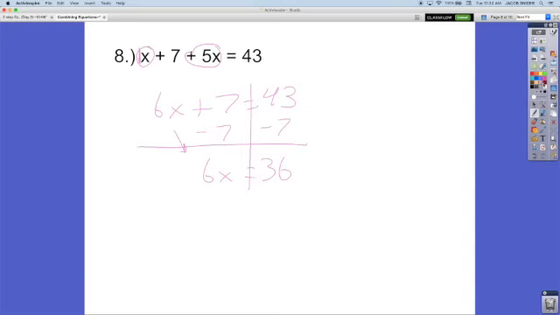You'll see a pattern, guys. Most of the time, the last thing that we do is we divide. Not all the time, but a lot of times. And x equals 36 divided by 6? 6. Cool? All right, one more together.